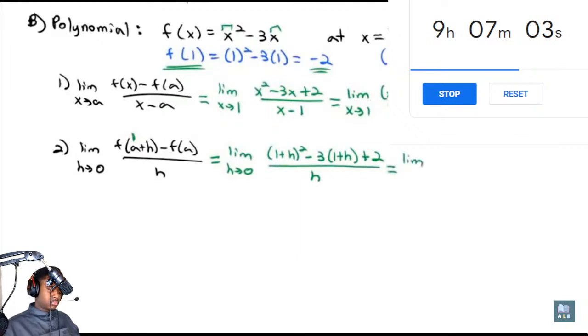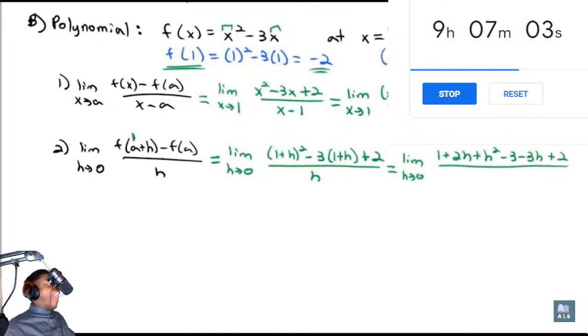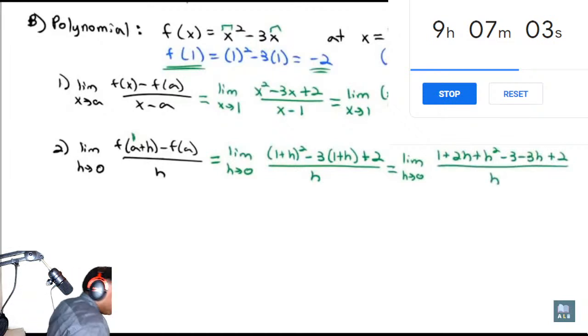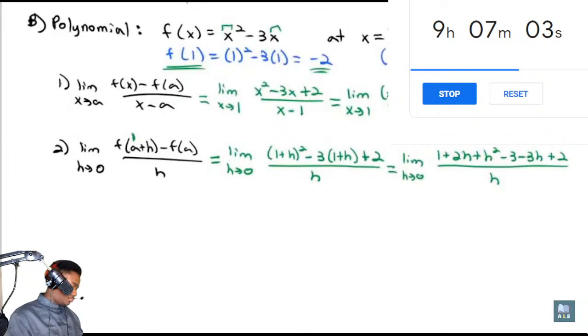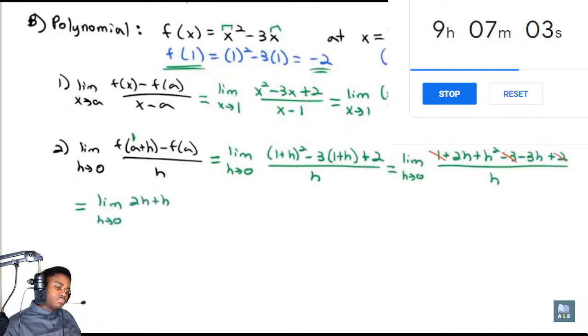Multiplying out the pieces here, we've got the limit as h goes to 0. Squaring it, we get 1 plus 2h plus h squared minus 3 minus 3h plus 2 all over h. What's nice here is if we do the 1 minus 3 plus 2, 1 plus 2 is 3, minus 3 is 0. So now we've got the limit as h goes to 0 of 2h plus h squared minus 3h all over h.